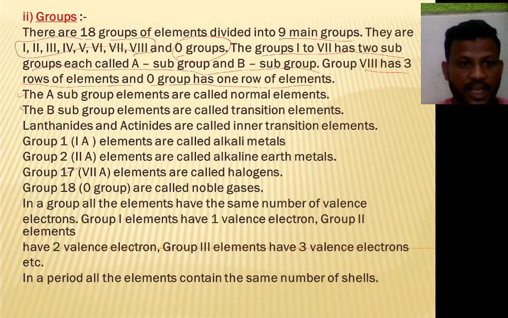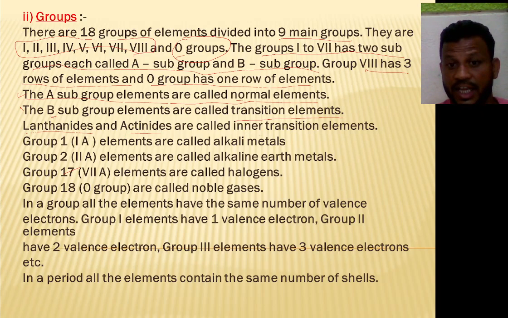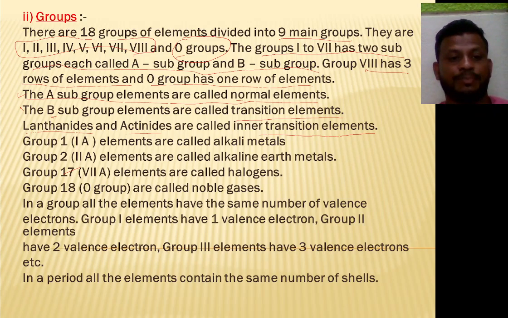Let us see here. The A subgroups are called the normal elements. Remember that. Second, the B subgroups are called the transition elements, and the lanthanides and the actinides are called the inner transition elements. The last two rows kept at the bottom of the periodic table, the lanthanides and the actinides, are called the inner transition elements.